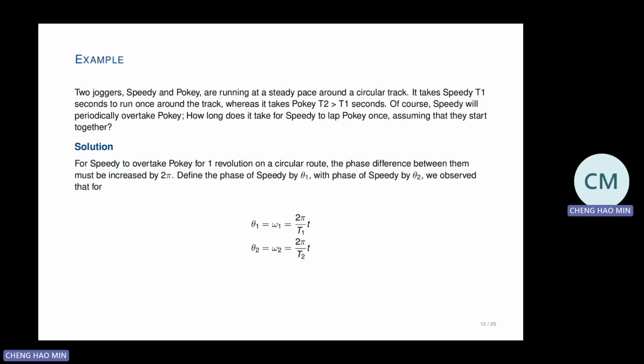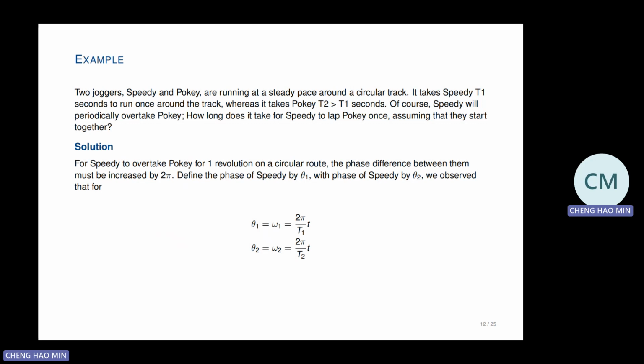Two joggers, Speedy and Pokey, are running at a steady pace around a circular track. Their paces do not slow down or speed up based on the other person's actions, so they are considered independent runners. It takes Speedy T1 seconds to run once around the track, whereas it takes Pokey T2 seconds, where T2 is larger than T1, to run around the circular track. So of course, Speedy will periodically overtake Pokey as he is faster.